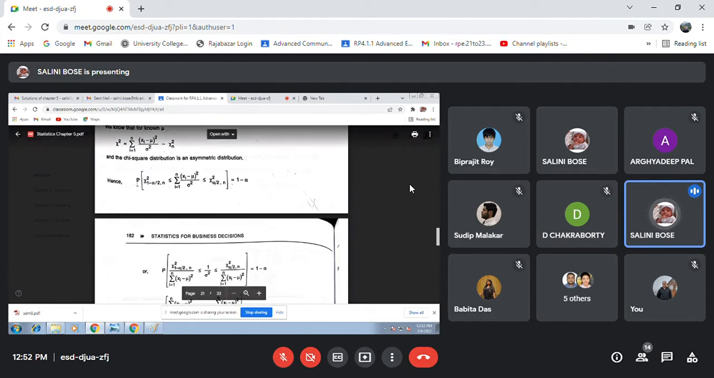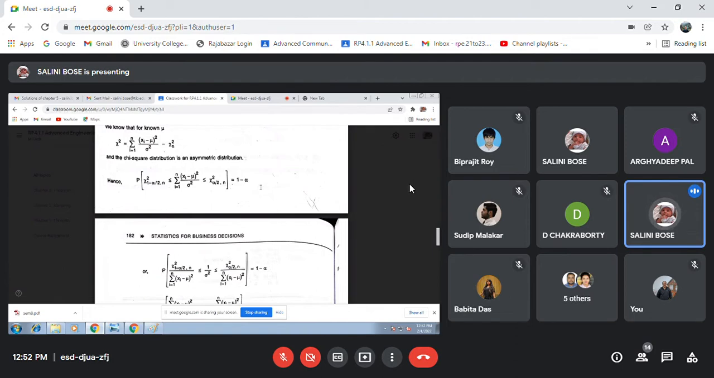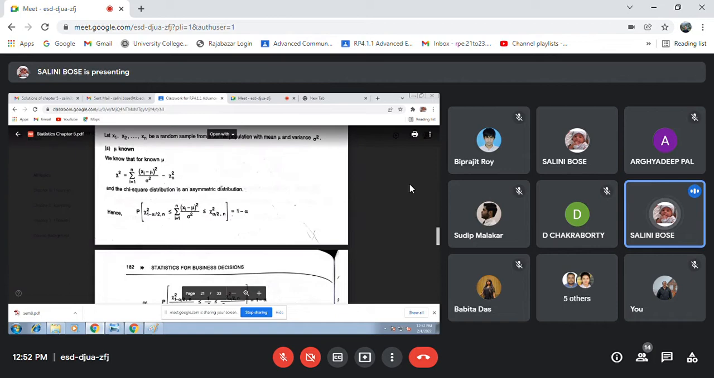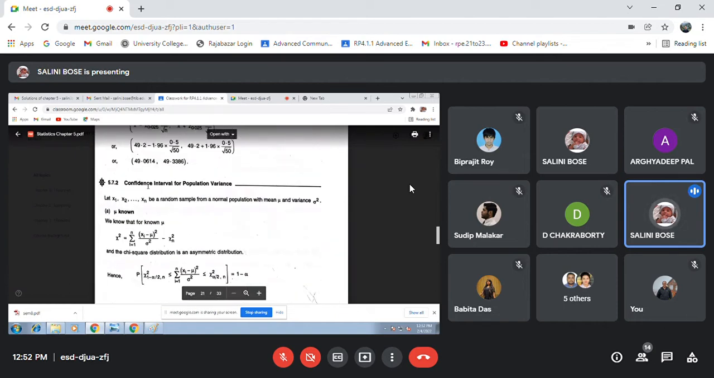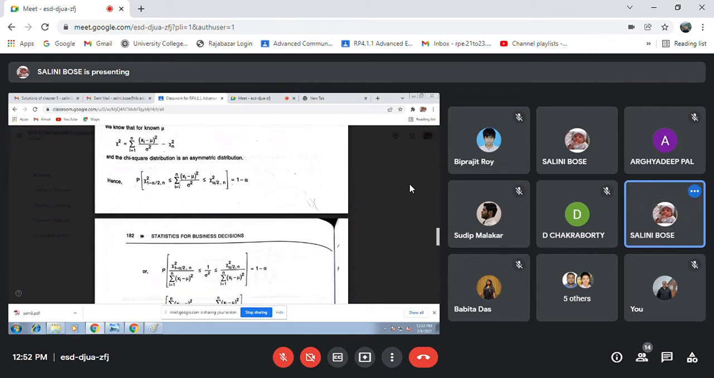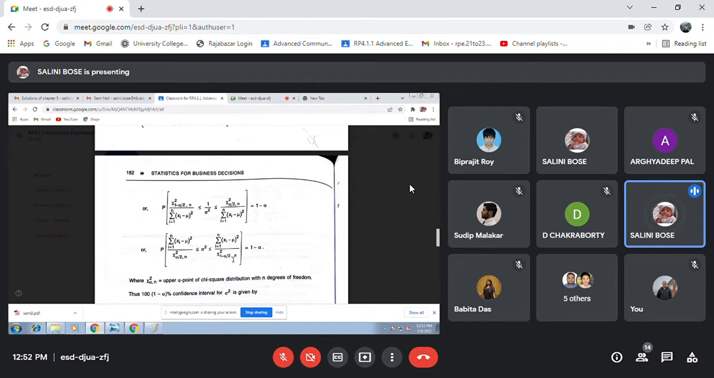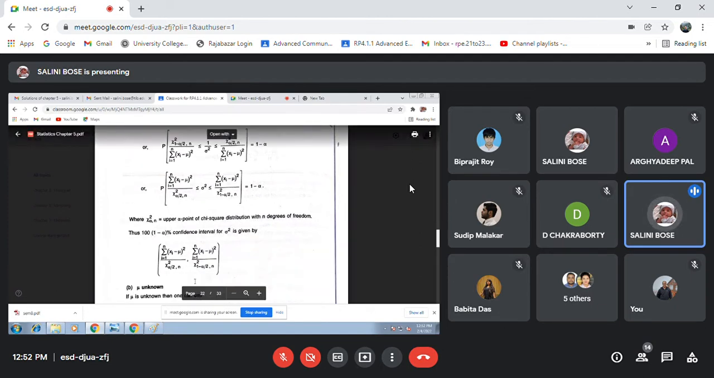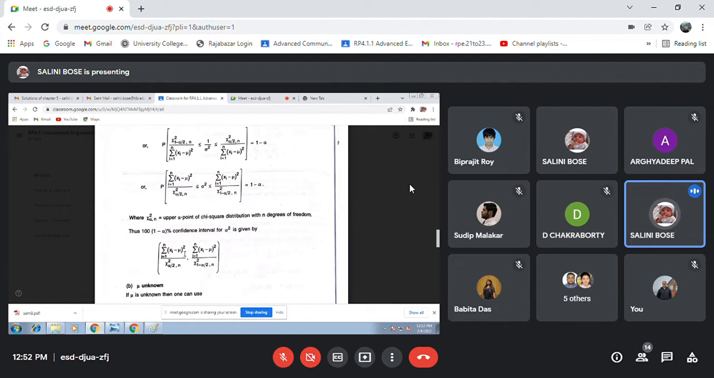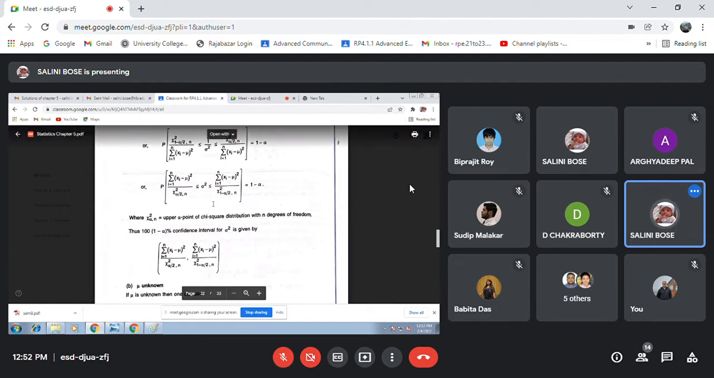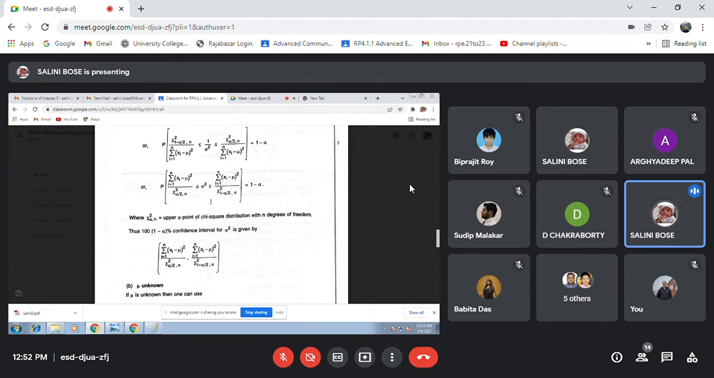We can write the probability of this is equal to 1 minus alpha, and we have to find sigma square, because we are finding the confidence interval for population variance. So from this, we will find sigma square. Finally, sigma square will be in this range. The two limits, the lower limit is this and the upper limit is this. Just see how it is done. You can see it later on.